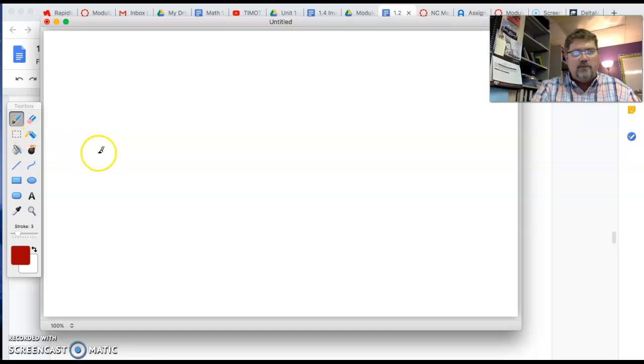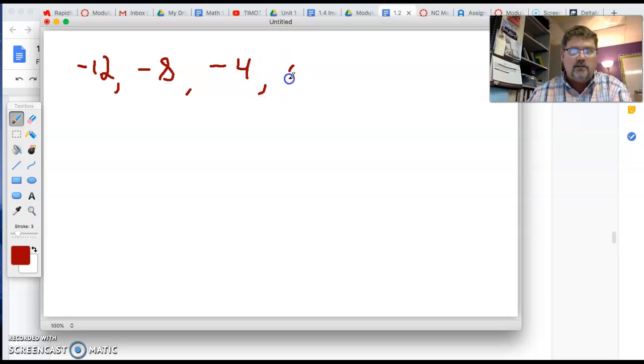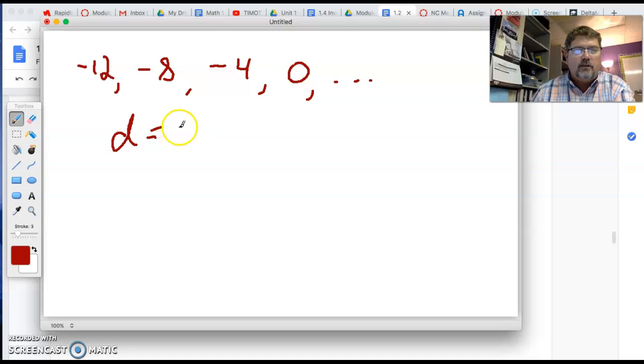All right, so let's write the sequence down. Negative 12, negative 8, negative 4, and 0. This sequence is increasing, right? It's going up because we're going from negative 12 to negative 8 to negative 4. I don't know if you realize it, but it's going up by 4. But just in case, we'll find the common difference by hand here. Anywhere in here you want to look, pick the easiest spot, 0 minus negative 4. There's that positive 4 you needed.